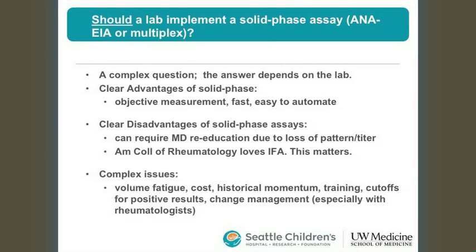So it's complex. If you're, like I said, doing 300 of them, you're going to have to go automated. If you're losing all your historical momentum because your techs are retiring, or you have no historical momentum because you're bringing on ANA for the first time, then you're going to have to go automated. If you have built a practice around IFA and you're doing a good job, you want to hold the line.